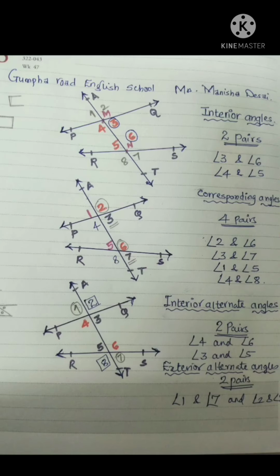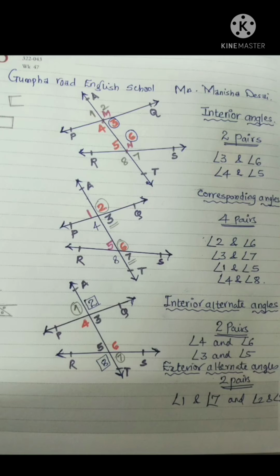And angle 1 and angle 7 and angle 2 and angle 8 are on opposite sides of the transversal and lie in the exterior of lines PQ and RS. So they are known as exterior alternate angles. So there are two pairs of interior alternate angles and two pairs of exterior alternate angles.